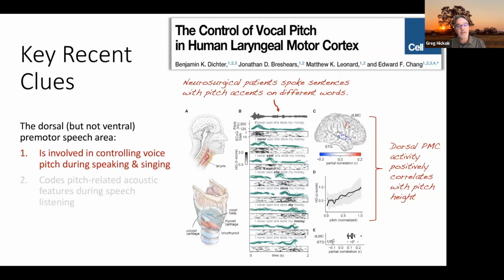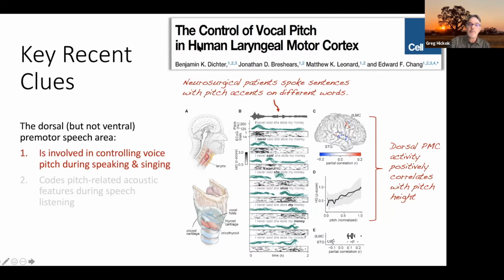First, the involvement in voice pitch during speaking. This is a direct cortical recording study by Eddie Chang's group. Neurosurgical patients spoke sentences with pitch accents on different words. So, I never said she stole the money. I never said she stole the money. I never said she stole the money, and so on. And what you can see here are the raster plots of activations showing higher activation under the pitch accented regions. And here's a correlation plot of these things. So dorsal premotor cortex activity positively correlates with pitch height.